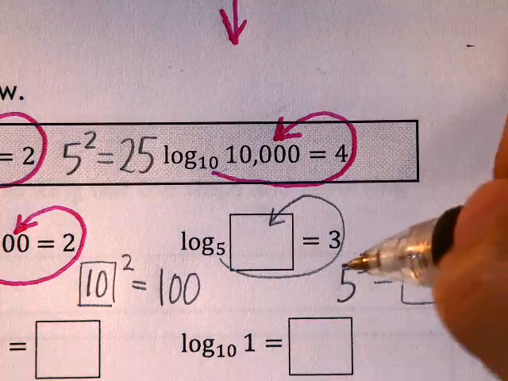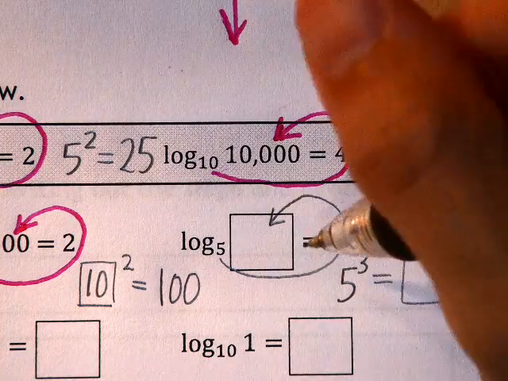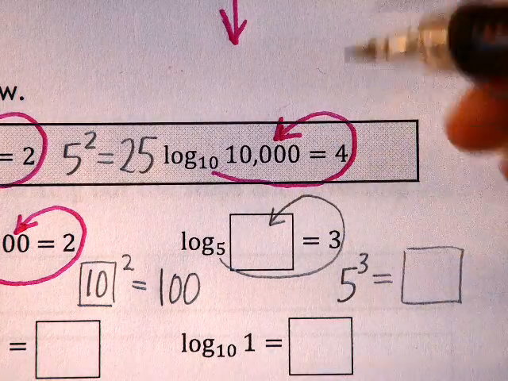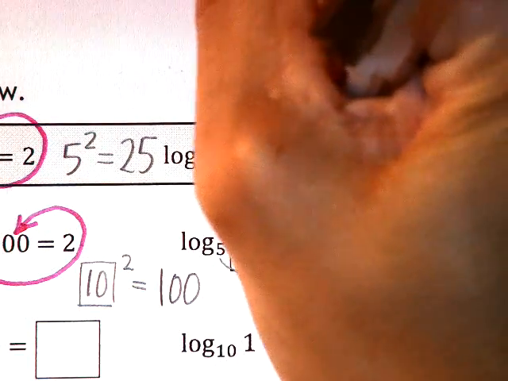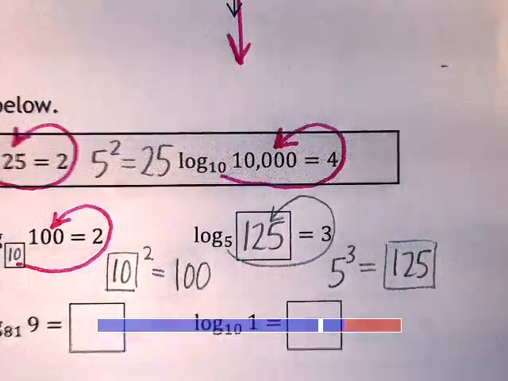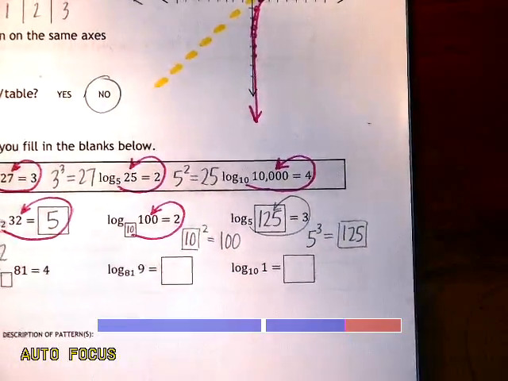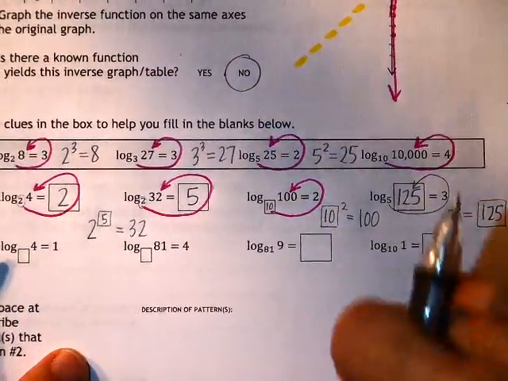So I would say to myself, okay, 5 to the power of 3 is something. That's a nice mental math exercise. 5 times 5 times 5 would be 125, so we know that 125 goes in the box. If you can start to do this without rewriting it, that's great. If you can start to do it in your head, that's wonderful.